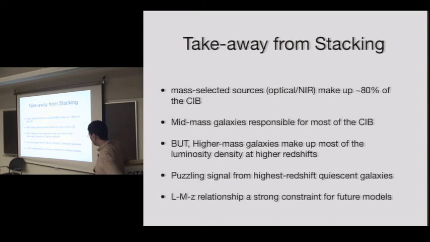Okay, so the takeaway from stacking, because I've already gone over time, so I'm not going to get into hers, it's too bad. But the takeaway from stacking is that the mass-selected sources make up about 80% of the CIB, and that the mid-mass galaxies are responsible for most of the infrared background, but that high-mass galaxies seem to make up most of the luminosity. Most is the wrong word. A lot of the luminosity density at higher redshifts. And there's this puzzling signal from high redshift quiescent galaxies. That this luminosity-mass-redshift relationship is going to be extremely powerful for a lot of our future models and for a lot of models of galaxy evolution in general.